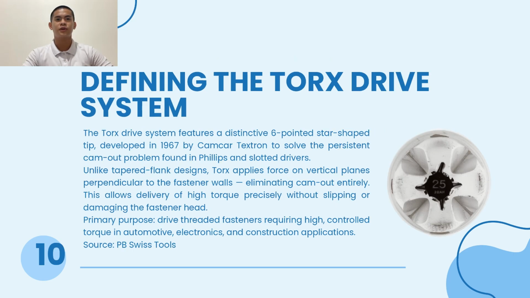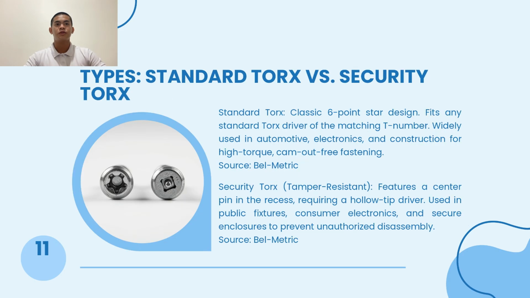Now, let us look at the Torx drive system, developed in 1967 by Camcar Textron. It features a distinctive 6-pointed star-shaped tip designed to solve the persistent cam-out problem found in Phillips and slotted drivers. Unlike tapered flank designs, Torx applies force on vertical planes perpendicular to the fastener walls, eliminating cam-out entirely. This allows delivery of high torque precisely, without slipping or damaging the fastener head, making it essential in automotive, electronics, and construction.